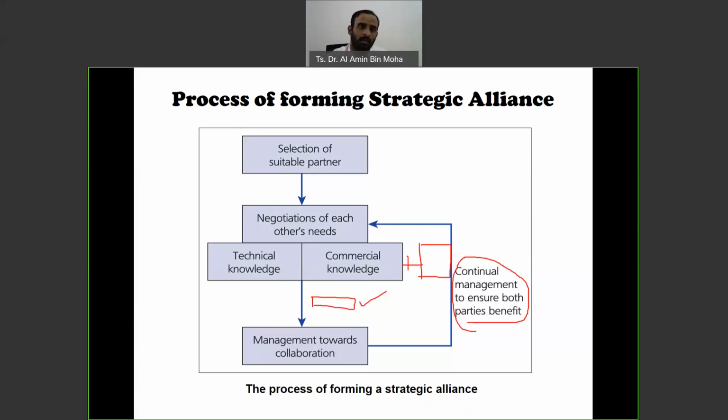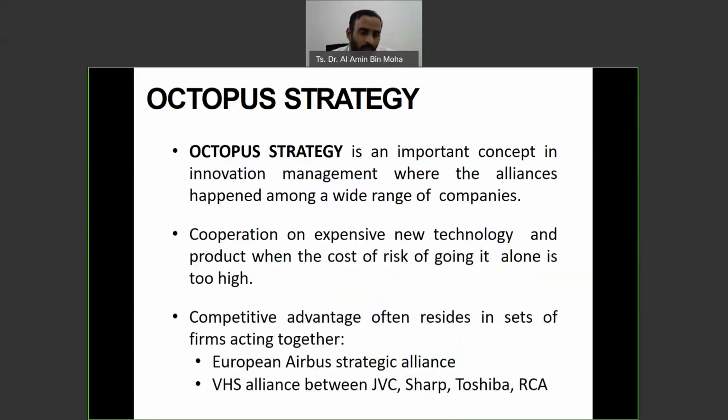Basically, selection of the suitable partner is the most difficult part, because you need to identify exactly what you have and what you can offer to the other party, and what the other party can offer that you don't have, or where you are weak, or things that you need help with.